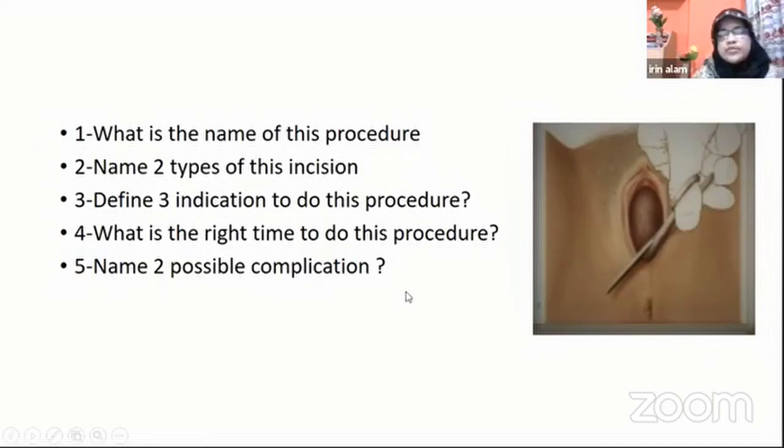Name 2 possible complications of episiotomy. Episiotomy may extend on this side, on this side. There may be excessive hemorrhage, bleeding, or there may be vulval hematoma. There may be pain and dyspareunia. These are the complications.